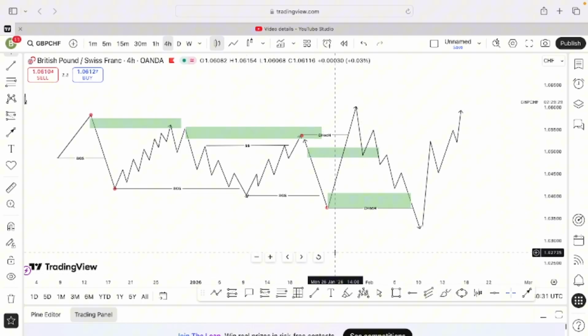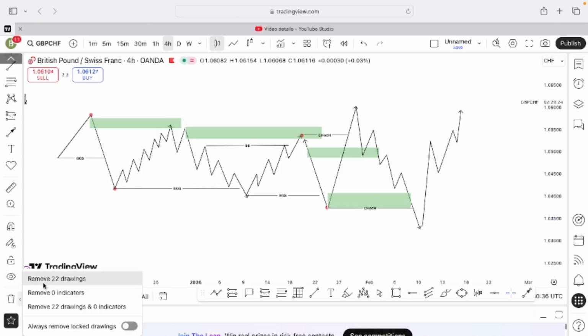So as you can see, this is the structure that I have for you, and the same in reverse when it comes to buying.